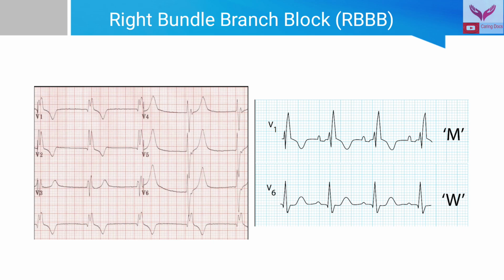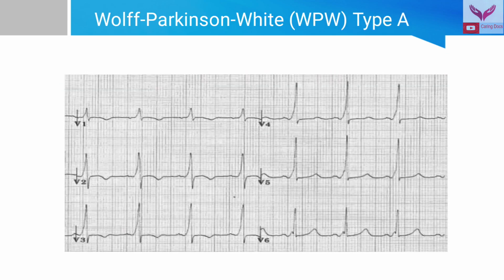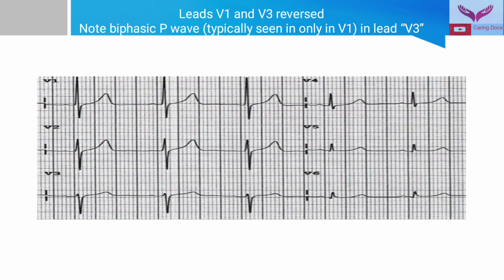Similarly, in this ECG, this is right bundle branch block. Dominant R waves are seen in V1. Posterior MI, here we can see dominant R wave in V1. Wolff-Parkinson-White syndrome, dominant R wave in V1 with delta wave of the R wave, meaning slight sloping of the initial portion of the R wave is seen.